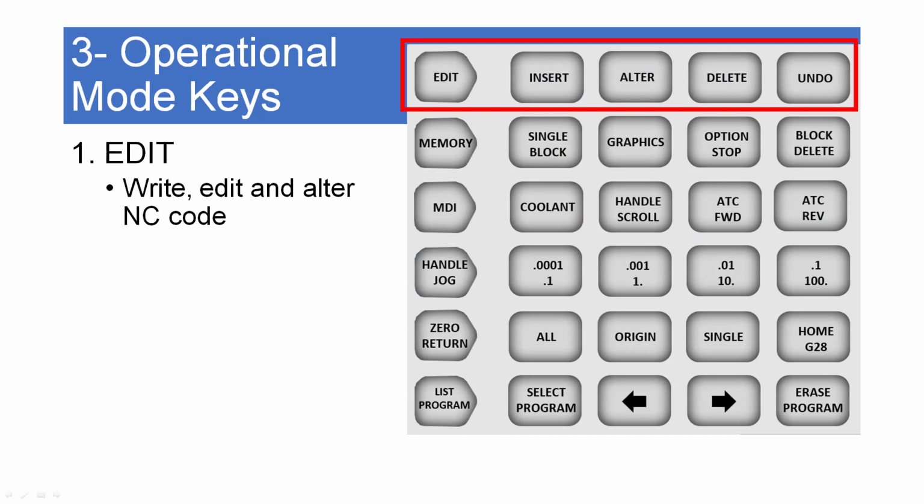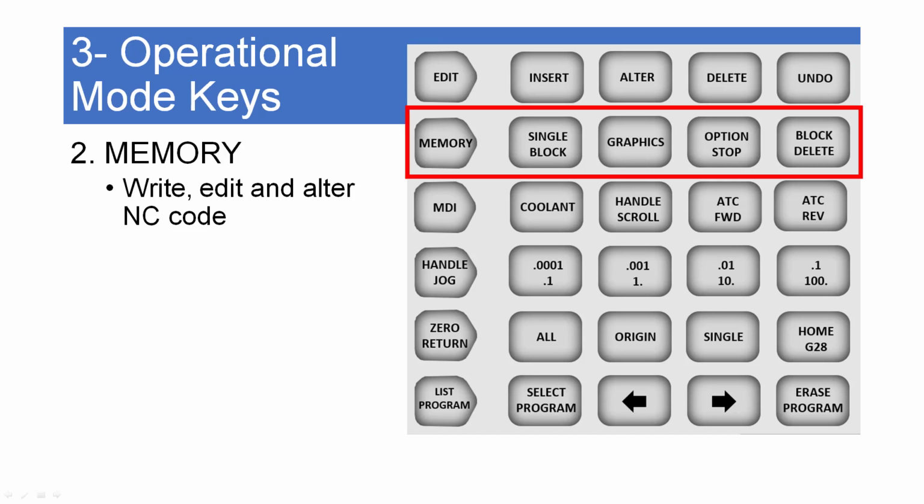The Edit mode is used to write, edit, and alter NC code in the machine interface. The operation of the Insert, Alter, Delete, and Undo keys are only active when in the Edit mode. The Memory mode is how you'll run programs on the machine. In this mode, the machine will step through the commands of your complete NC program. The keys to the right of the Memory button will alter how the machine processes the program, including in graphics mode for the next generation control system found on our mill.